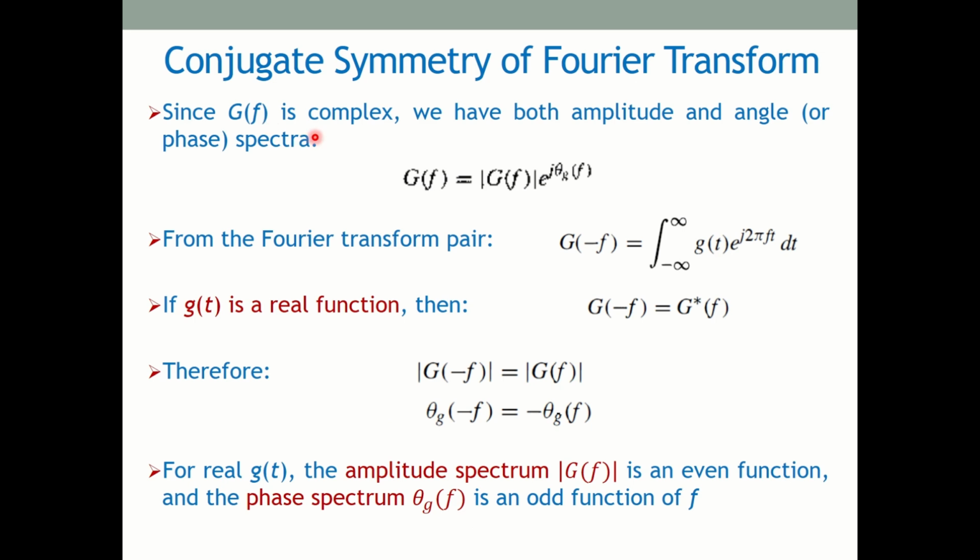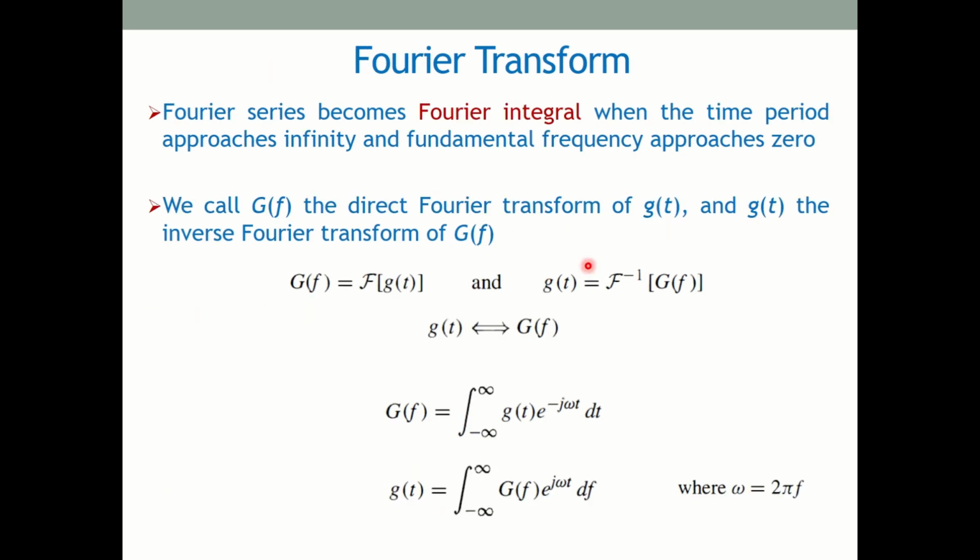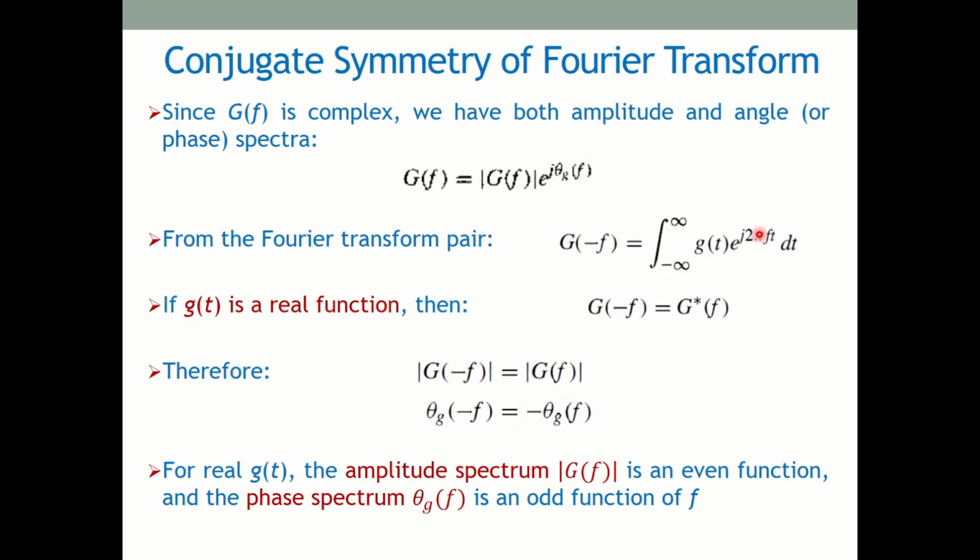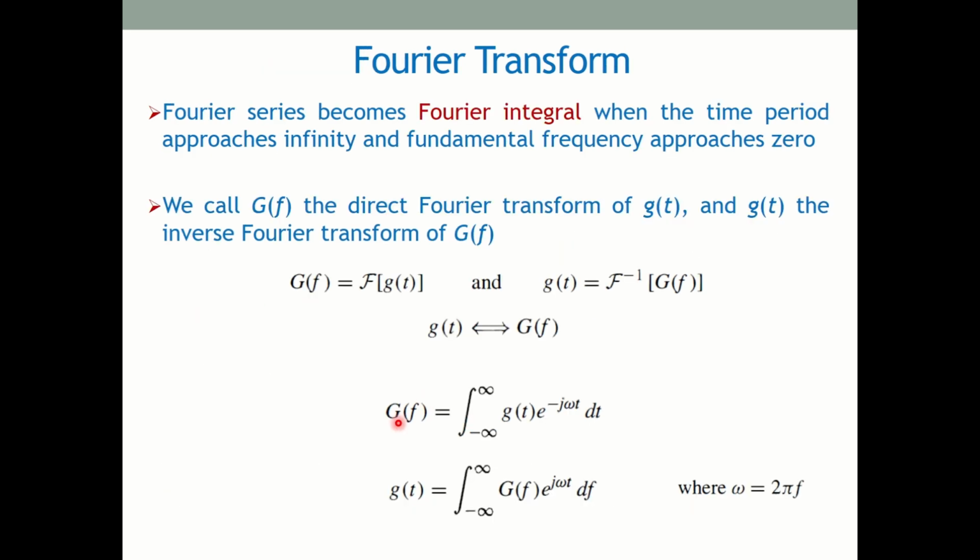Since G(f) is complex, the Fourier transform has both amplitude and angle in this way. From the Fourier transform pair, we can see if we replace f with minus f, the minus here disappears, so it becomes plus. And if in this case g(t) is a real function, that means G(minus f) is equal to G(f) conjugate. So we get the same result if we take the conjugate of G(f).